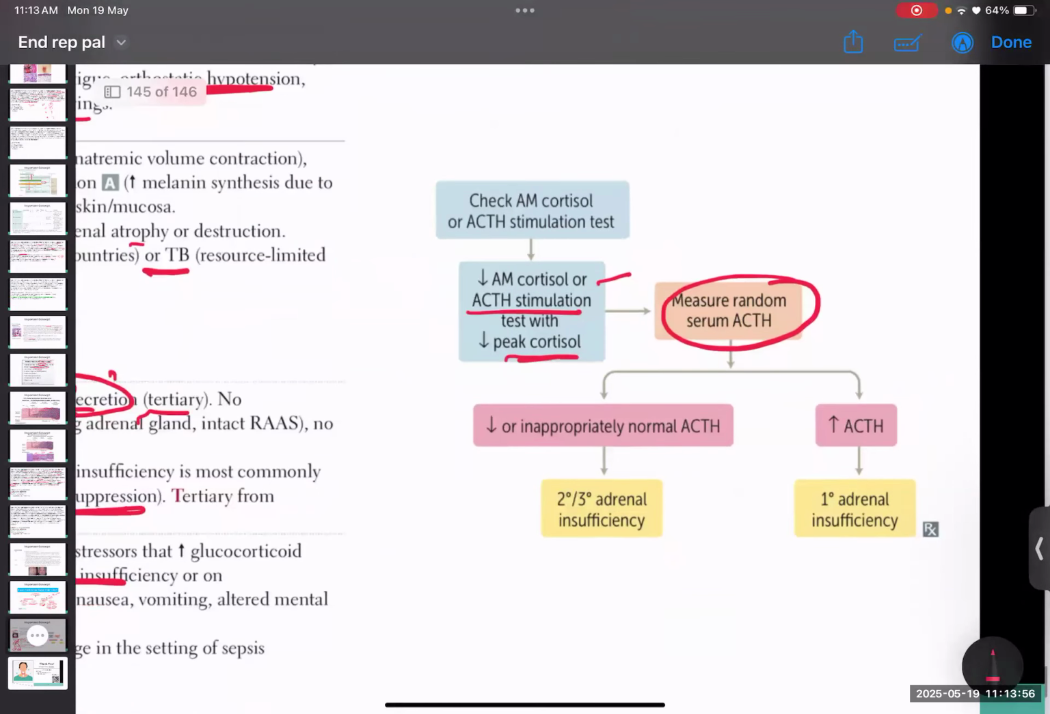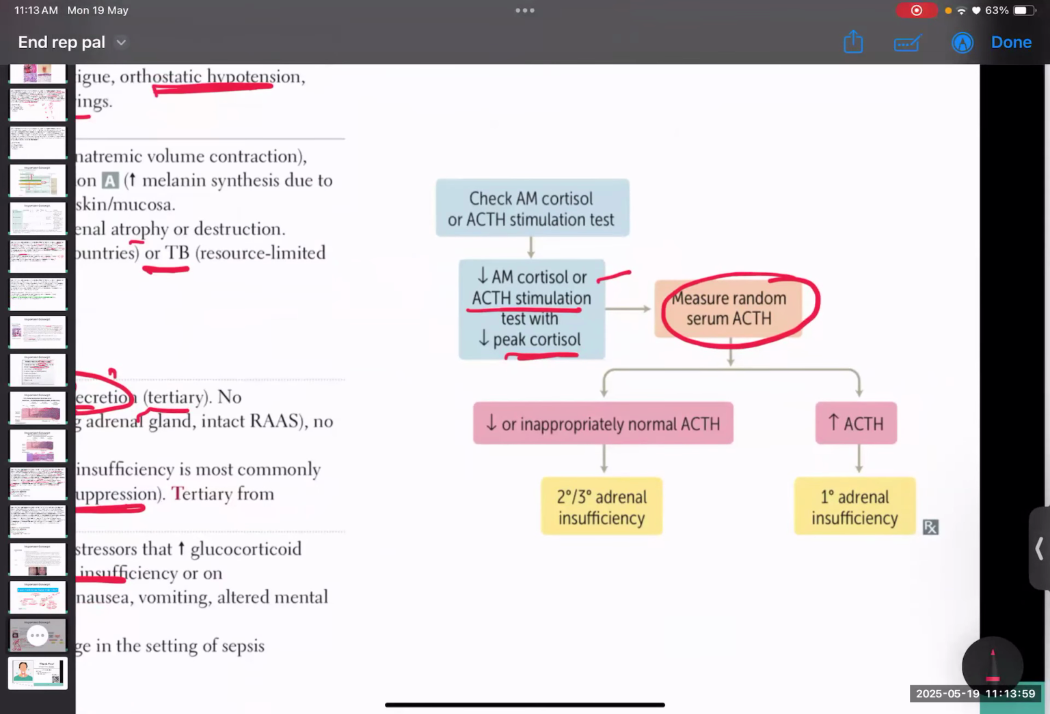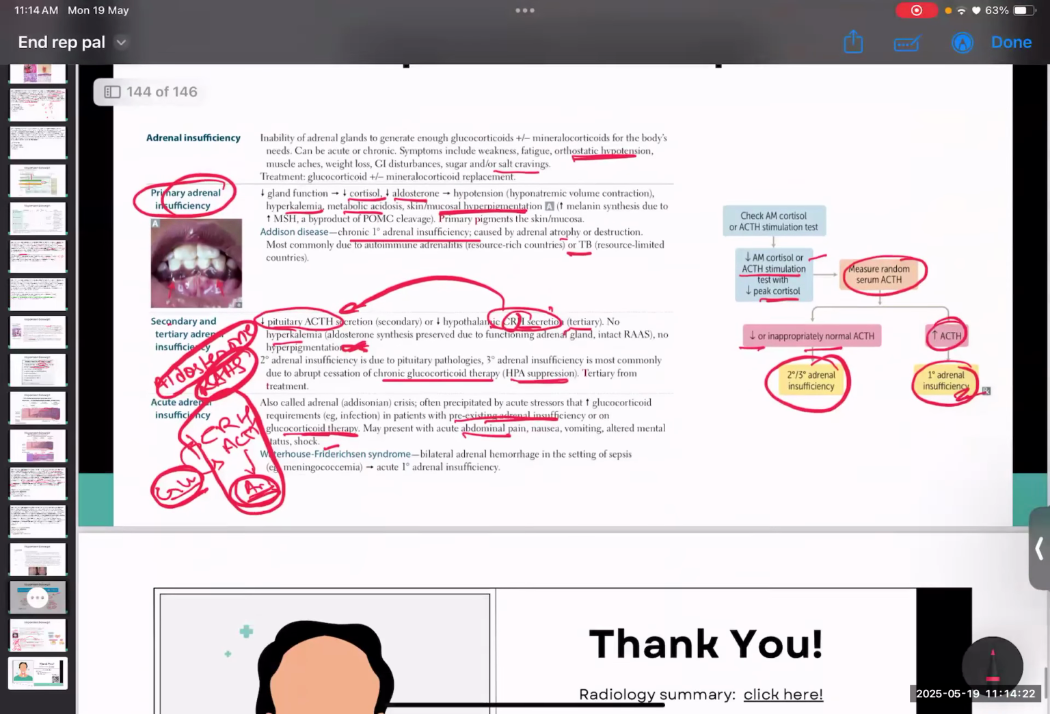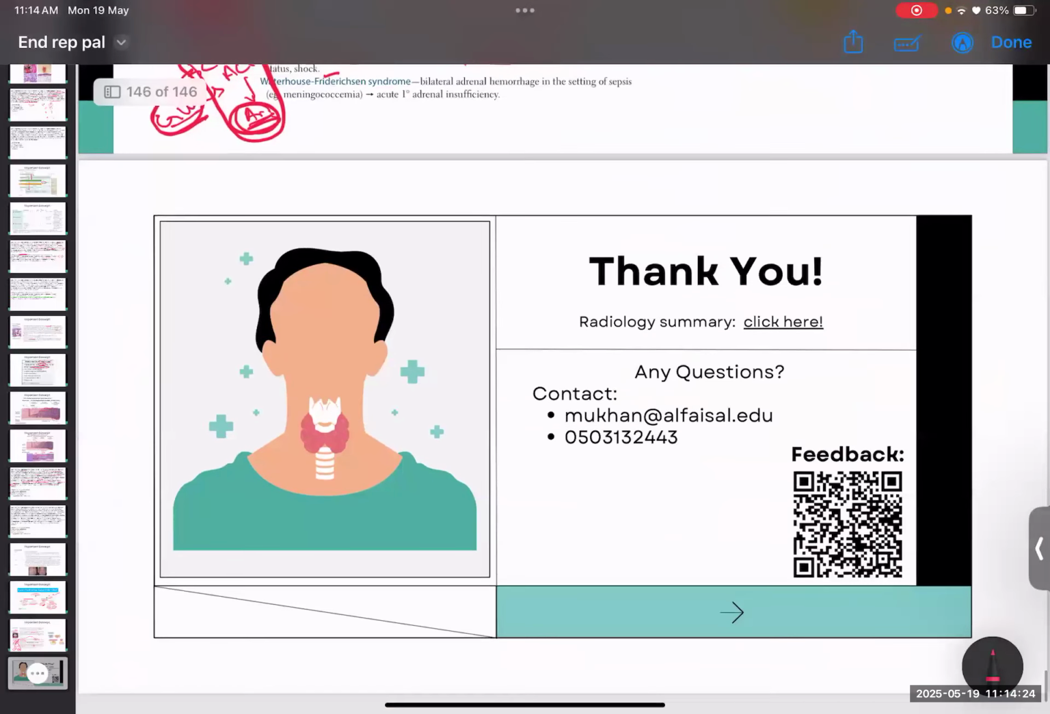And then if your ACTH is high, then it's definitely primary adrenal insufficiency, because your cortisol is not being released in response to ACTH. If ACTH levels are high, it's primary adrenal insufficiency. However, if ACTH levels are low or inappropriately normal, this is going to be secondary or tertiary adrenal insufficiency. Anyway, that's about it for my patho questions.